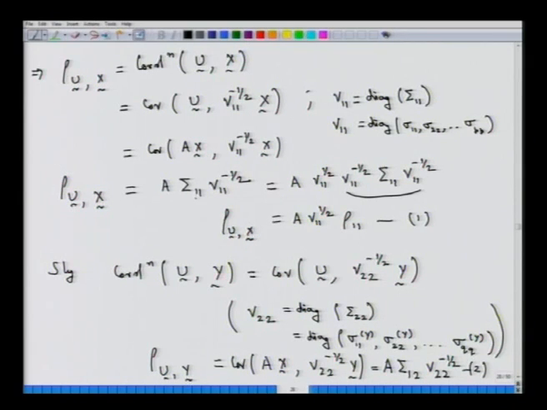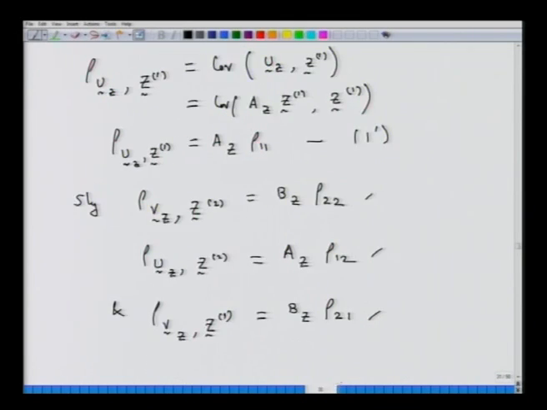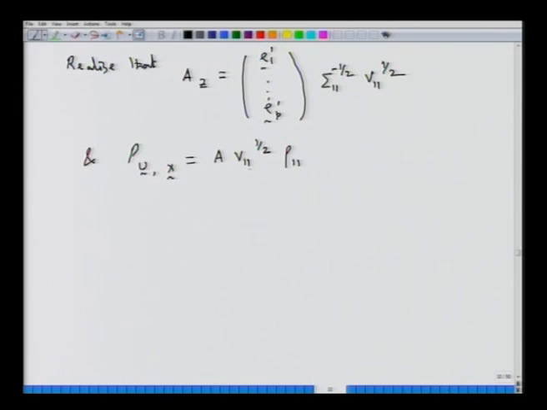We had actually derived it to be equal to A times sigma 11 times V11 to the power minus half, and we had seen that if we want to write it in terms of the correlation matrix, then the correlation matrix between the u vector and the x vector is given by A V11 to the power plus half times rho 11. That is what we are using here. So this is A times V11 to the power half times this rho 11 matrix.